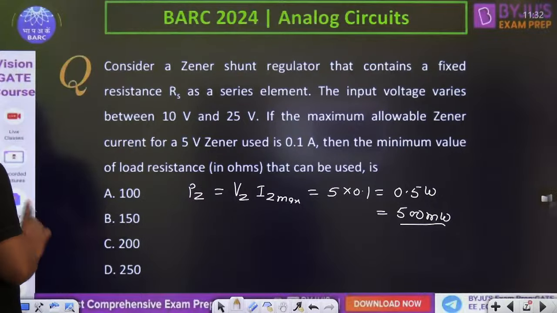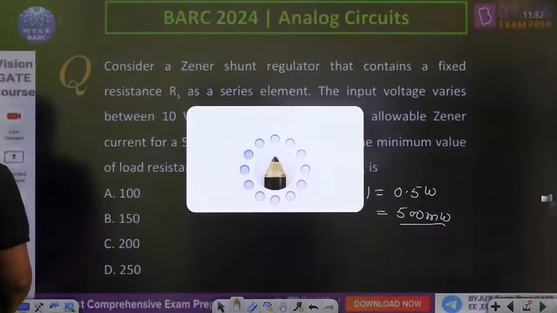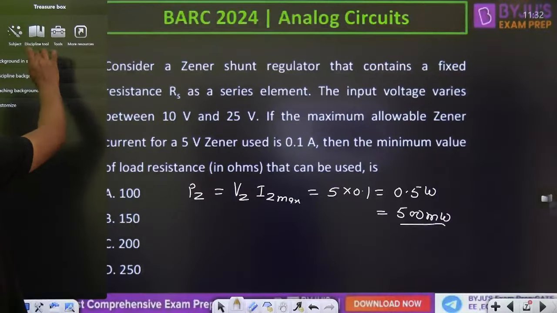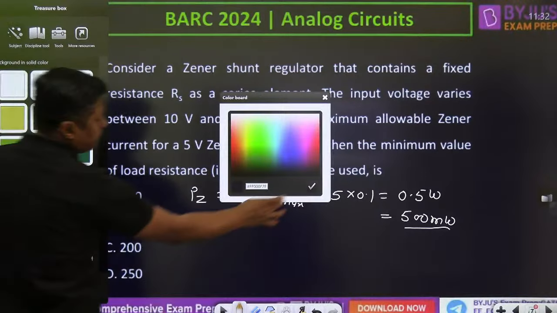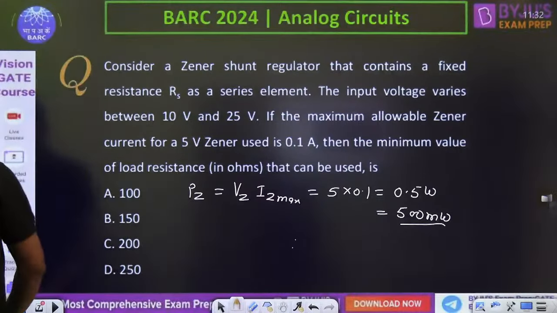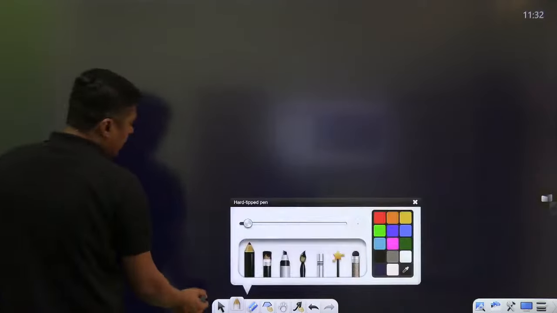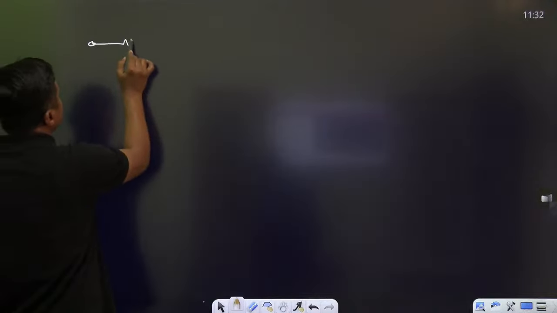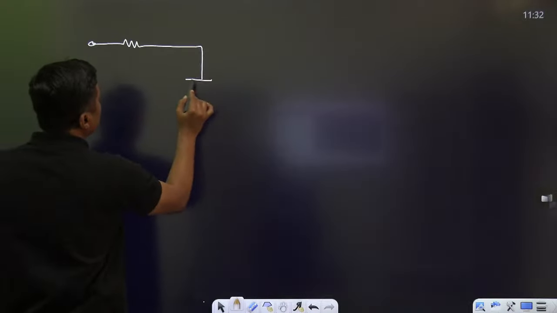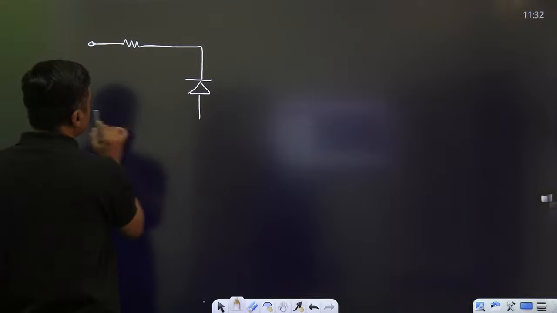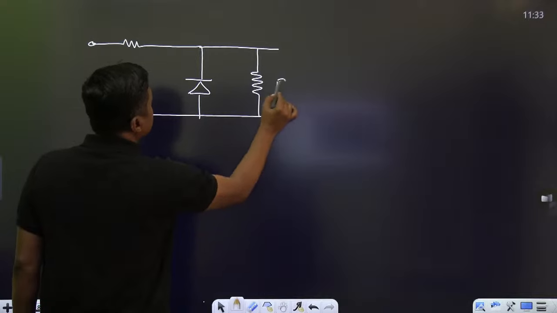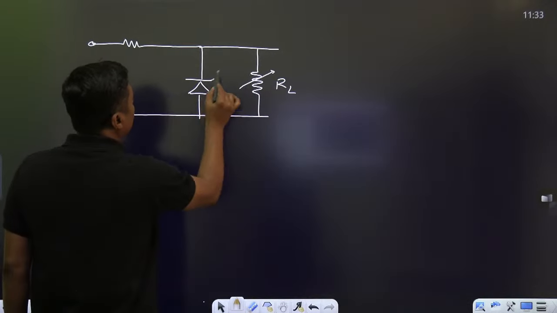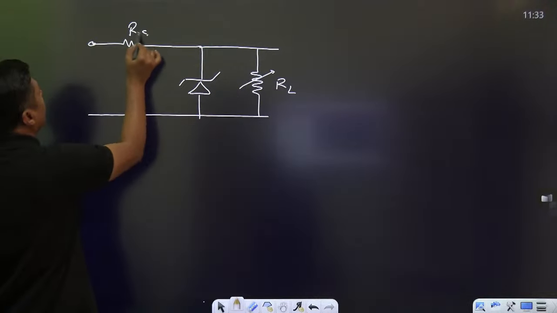Remember, we have only two formulas for the Zener diode. I'm going to solve this. This is the Zener diode shunt voltage regulator, and that is the load here, a variable load. This is the Zener diode. This is the RS. This is the VS.